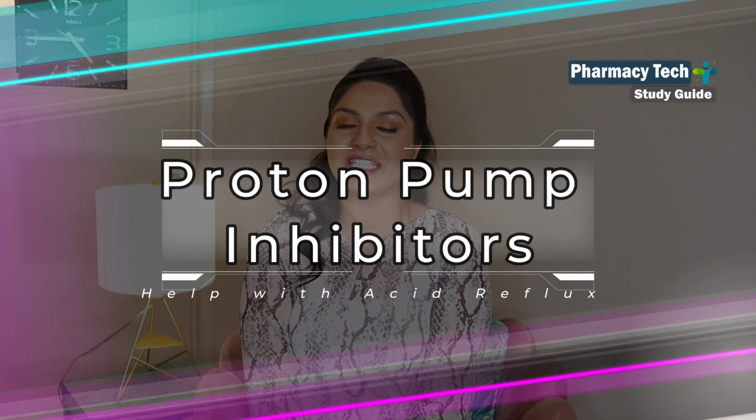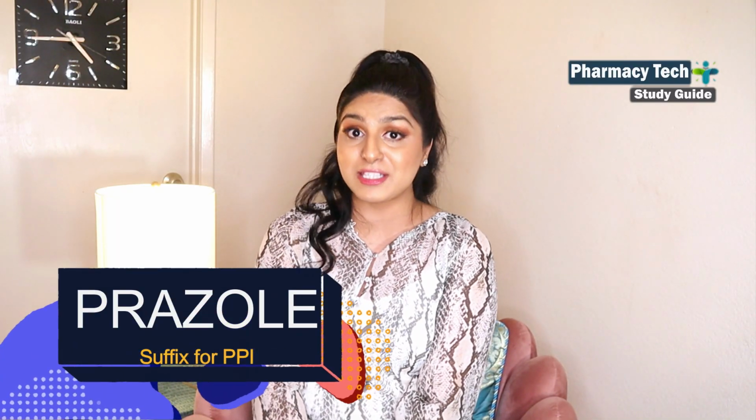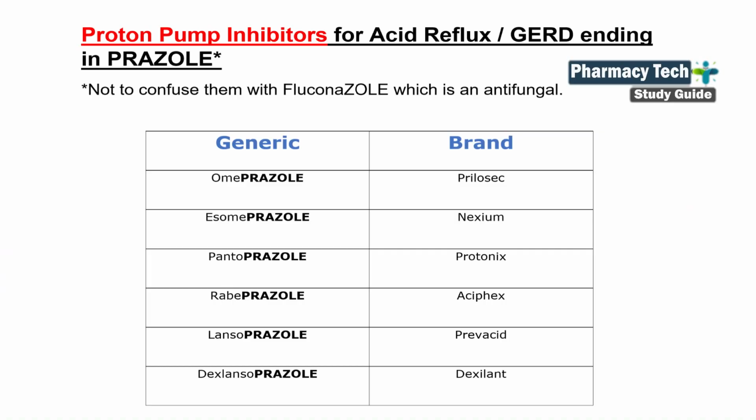Proton pump inhibitors. These medications are very commonly used to help lower acid reflux or GERD, and their ending suffix is prazole. You can see on the screen omeprazole, Prilosec is the brand name, esomeprazole, brand name Nexium, pantoprazole, brand name Protonix, and then we have rabeprazole, brand name Aciphex, lansoprazole, brand name Prevacid, and dexlansoprazole, brand name Dexilant.